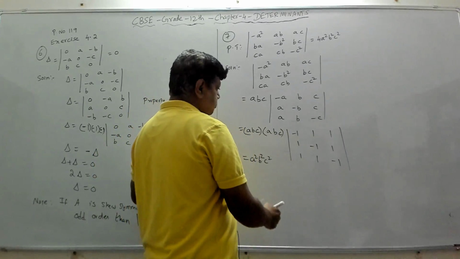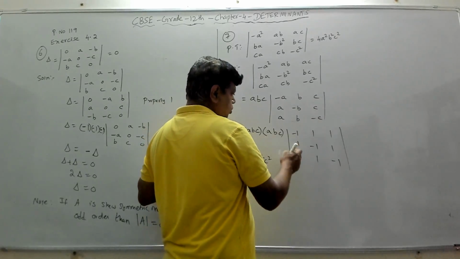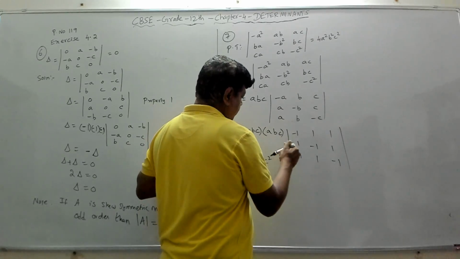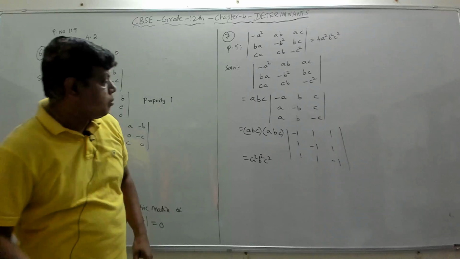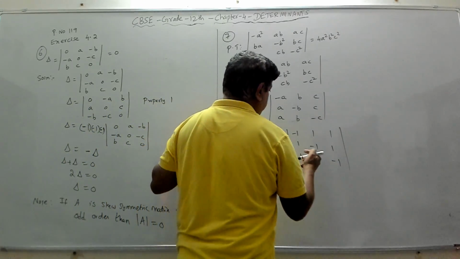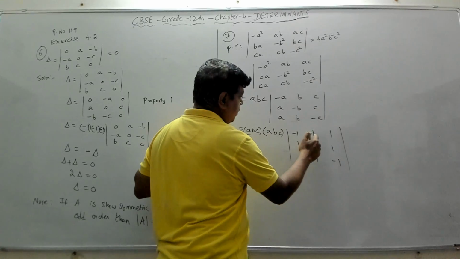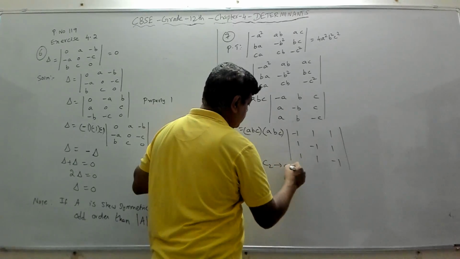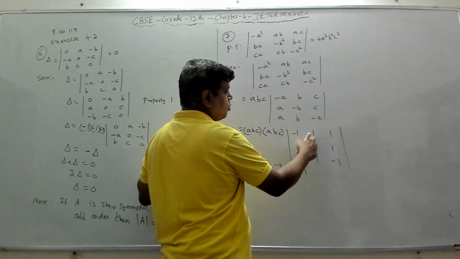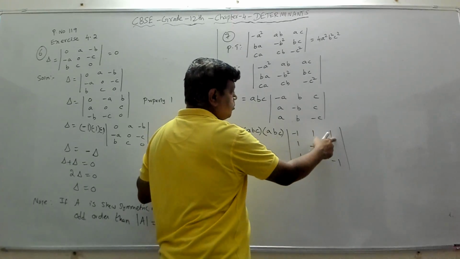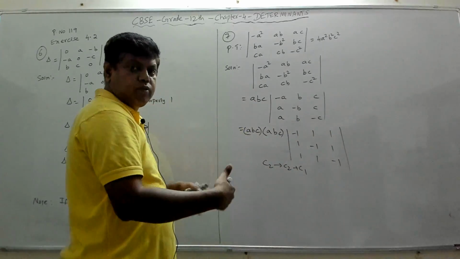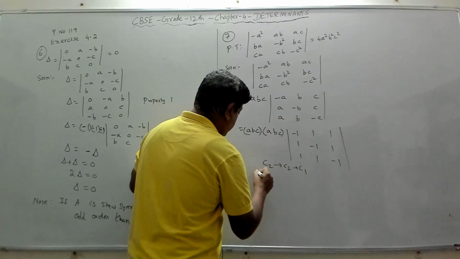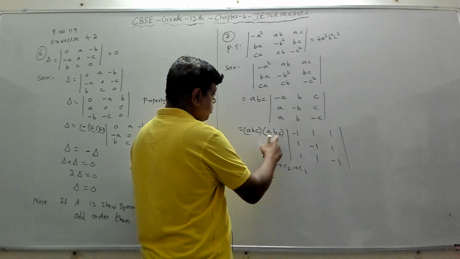And this one, either we can expand or we can try to make some entries 0. Suppose let's add these two; we'll say this is C2, this is C3. I will apply the operation C2 implies C2 plus C1. If I add these two, then this will become 0. Again with C3, if I add C1, this will become 0. So I'll get 2 zeros, and if we get 2 zeros, then the expansion becomes easy. So this becomes a square, b square, c square.